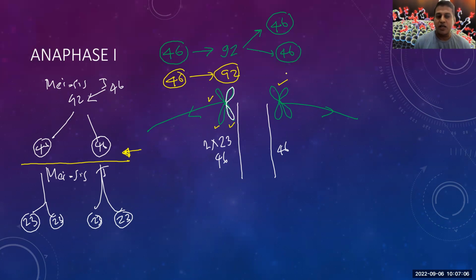Genetic information becomes half at the end of meiosis 1, so it's called reduction division. So in anaphase, it is separating. That means microtubules become shorter. They pull the chromosomes to the opposite poles. That's a centrosome, and then chromosomes are moving to these opposite poles.